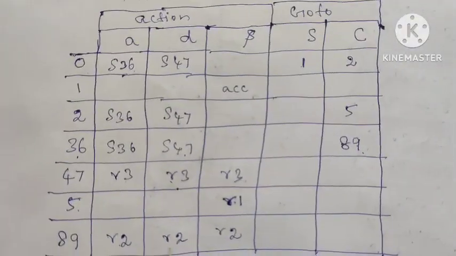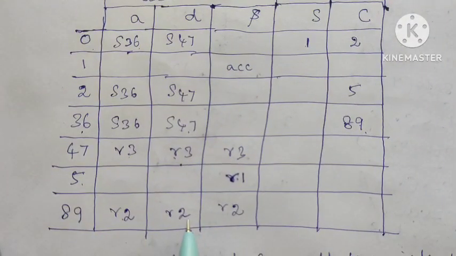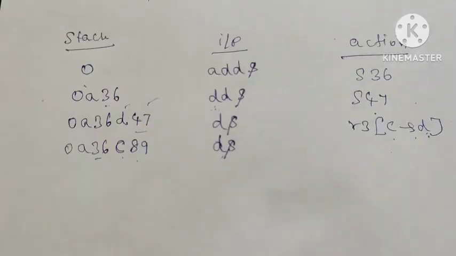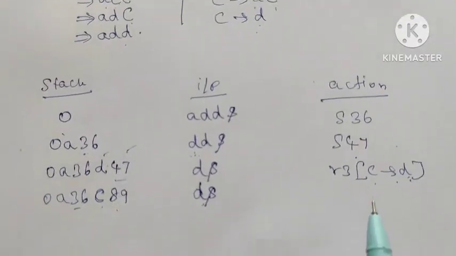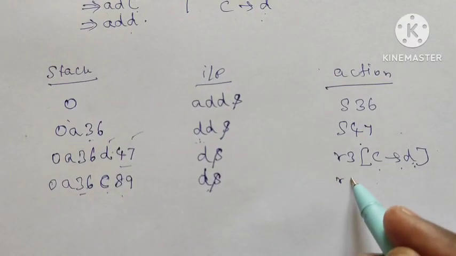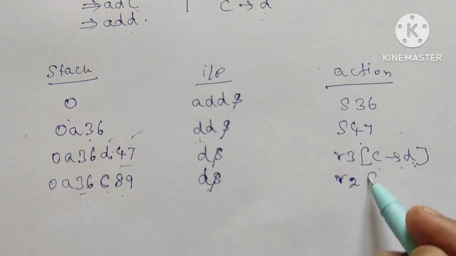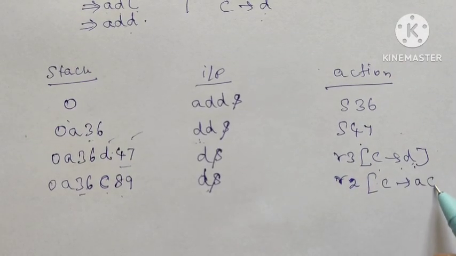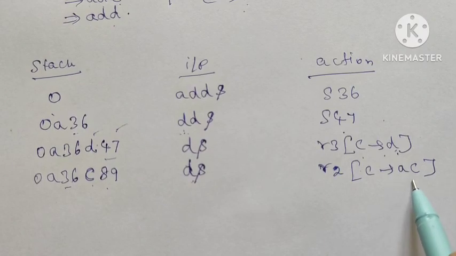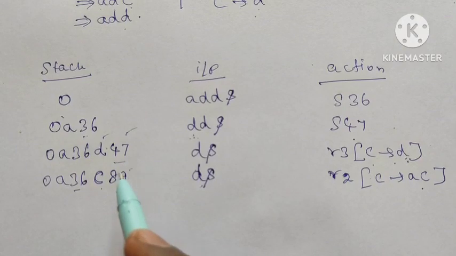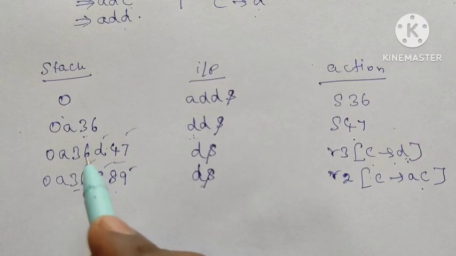8, 9 and D gives me the answer R2. R2 is production number 2. So I'll write R2, production number 2 is C tends to AC. AC means we have 2 elements on the right side, so pop 4 elements from the stack. What are the 4 elements? 8, 9, C, 3, 6 and A go off.